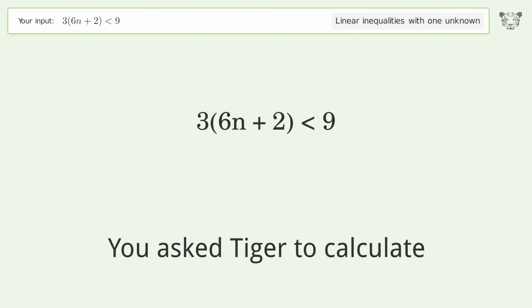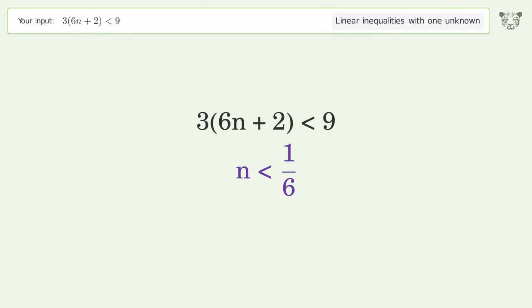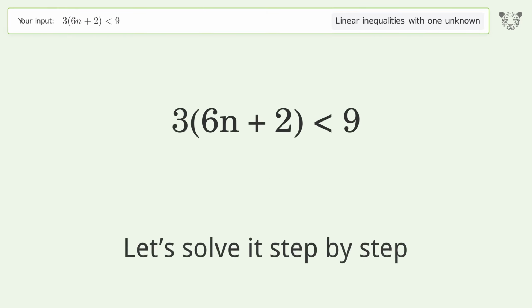You ask Tiger to calculate. This deals with linear inequalities with one unknown. The final result is n smaller than 1/6. Let's solve it step by step.